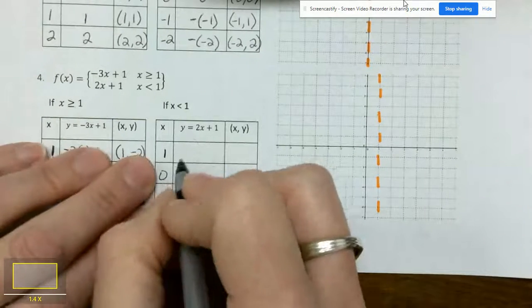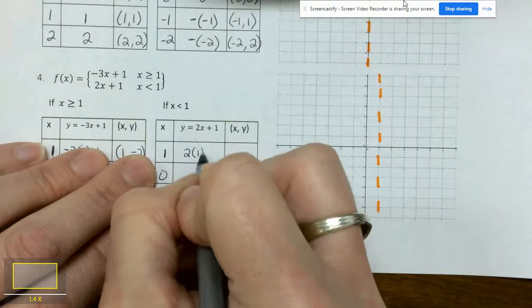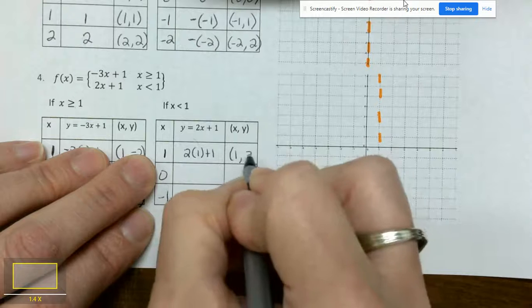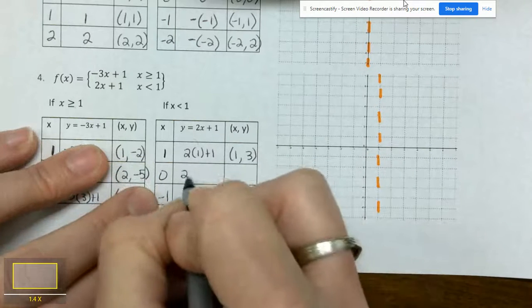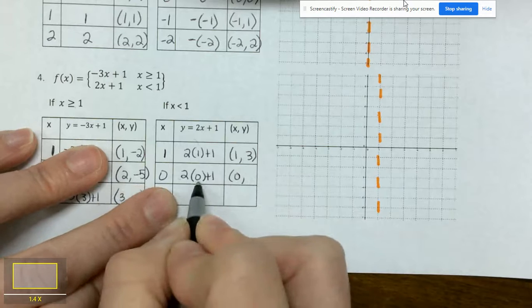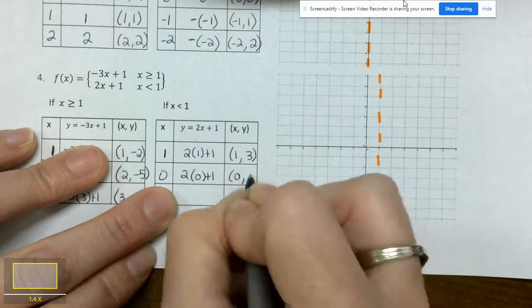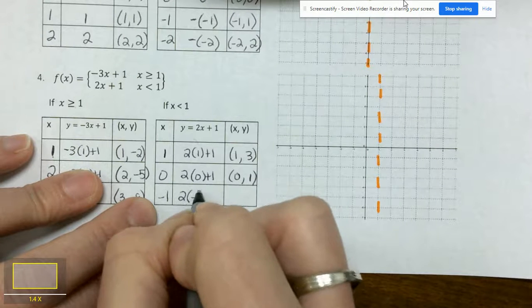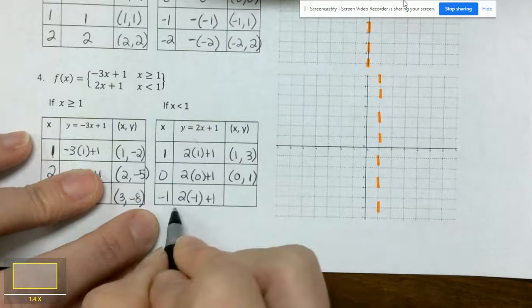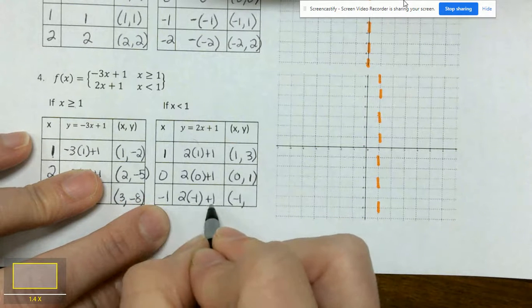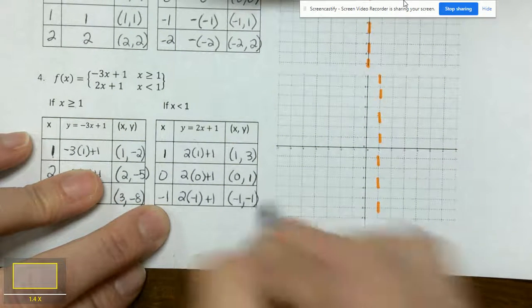Okay, over here, if I fill in 1, 2 times 1 plus 1. 2 times 1 is 2, plus 1 is 3. I fill in 0. 2 times 0 is 0, plus 1 is 1. 2 times -1 plus 1. 2 times -1 is -2, plus 1 is -1.